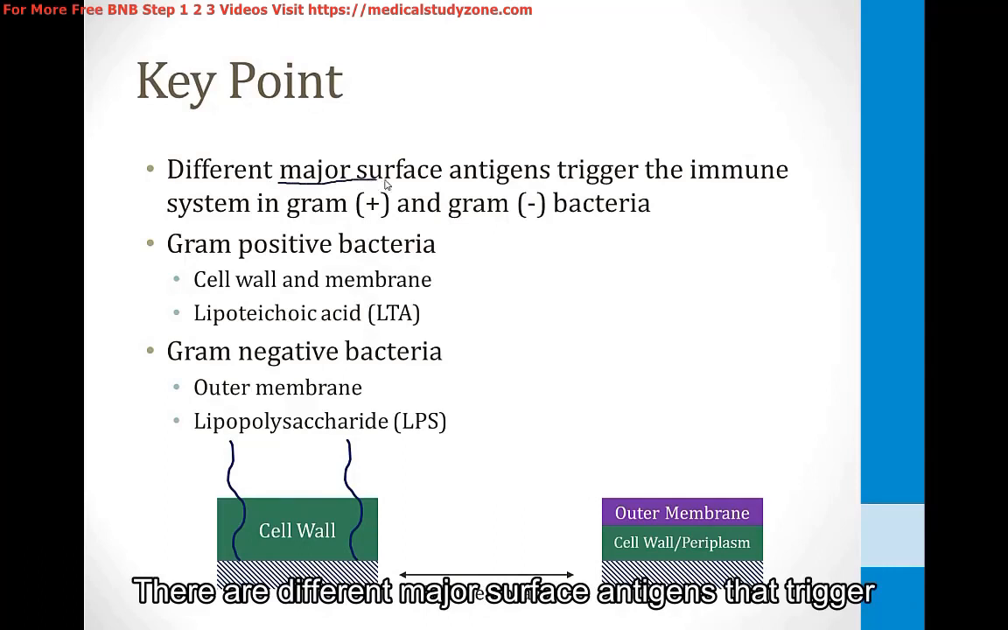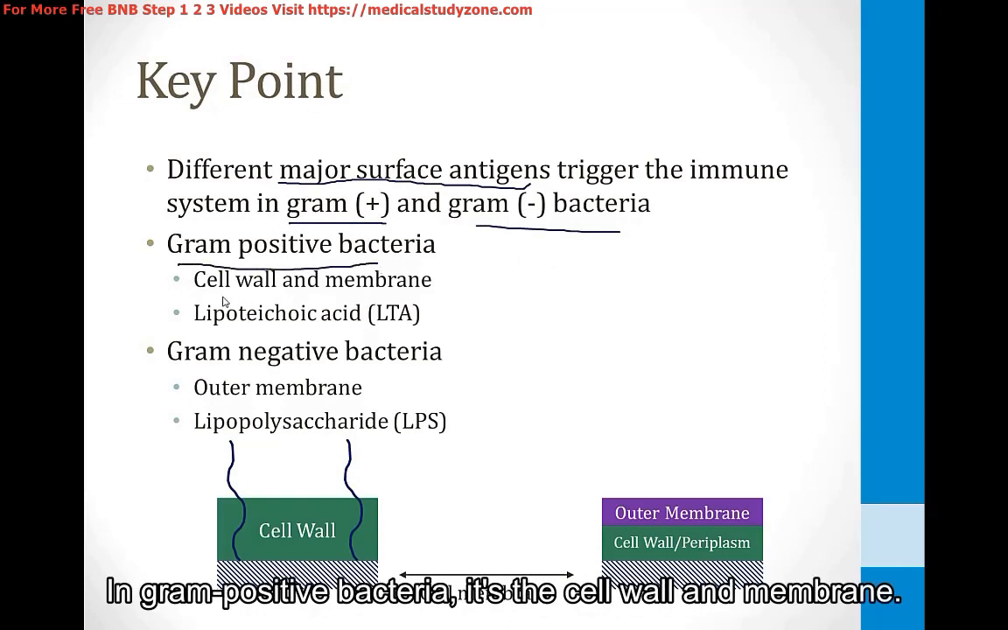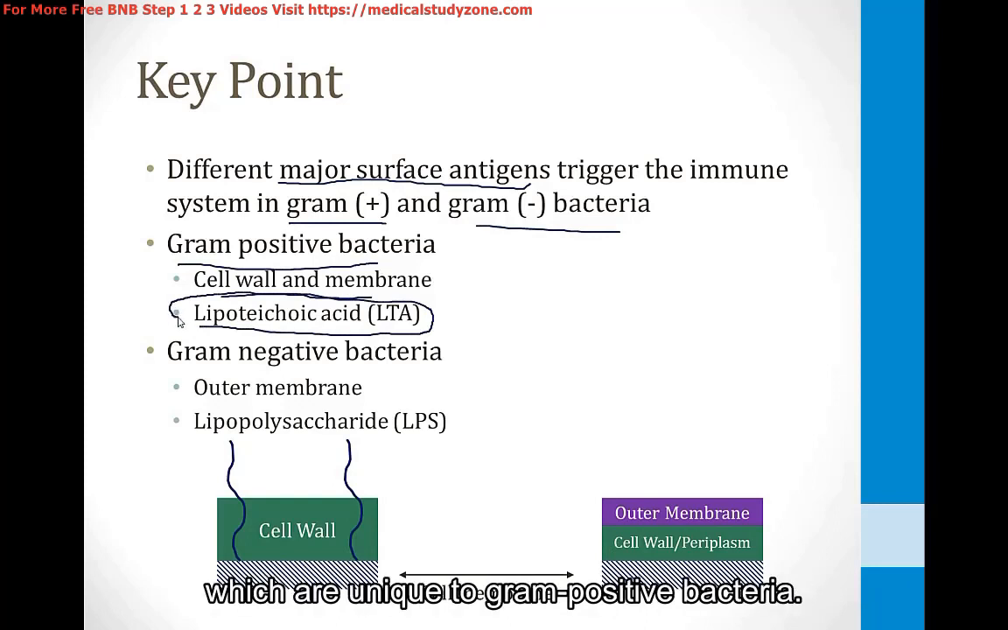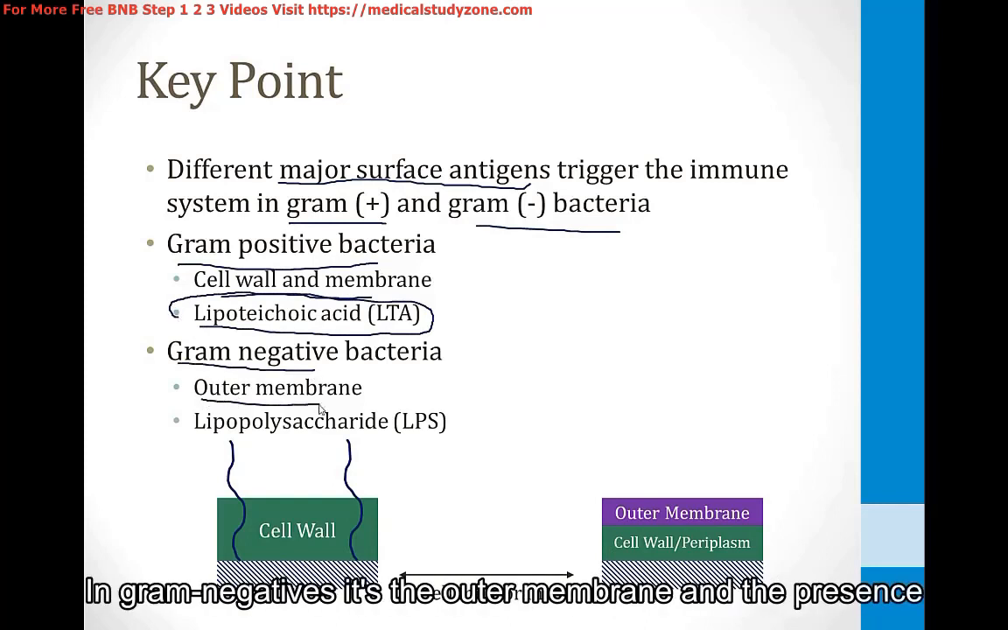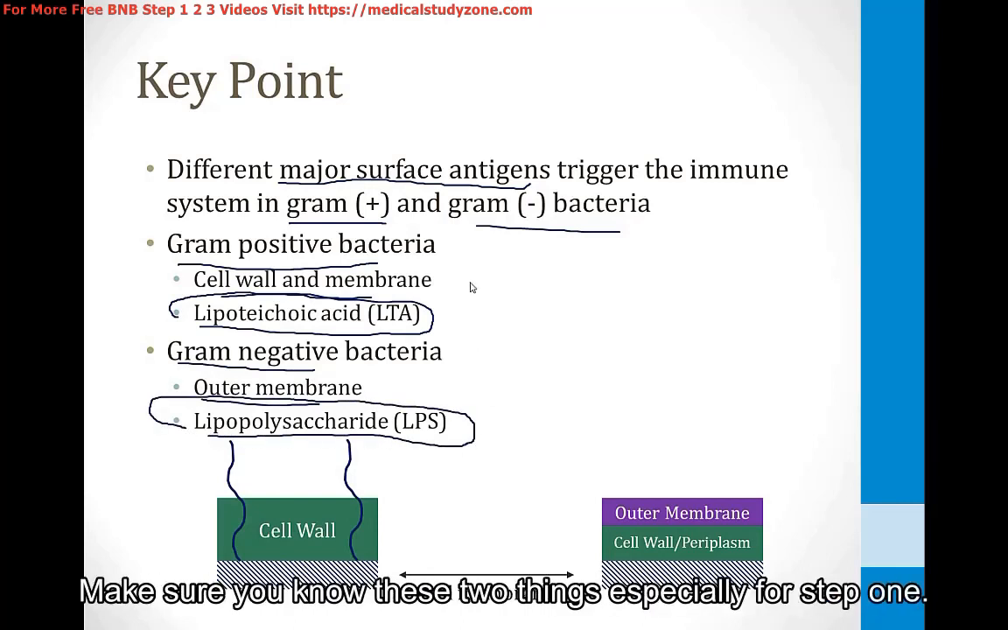So let me just pause here and make a couple key points that you should remember. There are different major surface antigens that trigger the immune system in gram-positive and gram-negative bacteria. In gram-positive bacteria, it's the cell wall and membrane, and it's the presence of those lipoteichoic acids, which are unique to gram-positive bacteria. In gram-negatives, it's the outer membrane and the presence of lipopolysaccharides that trigger the immune response. Make sure you know these two things, especially for step 1.